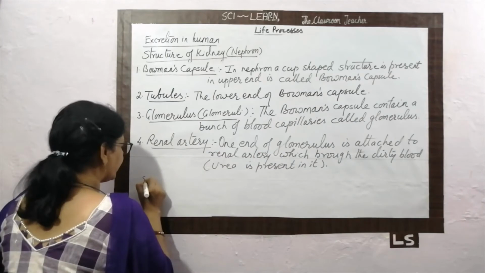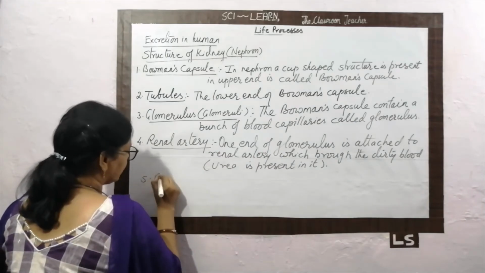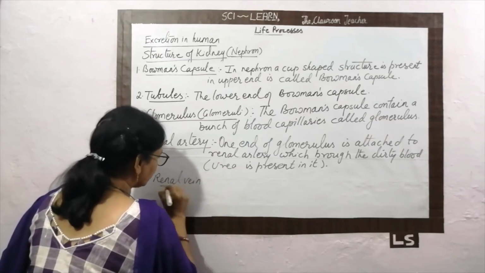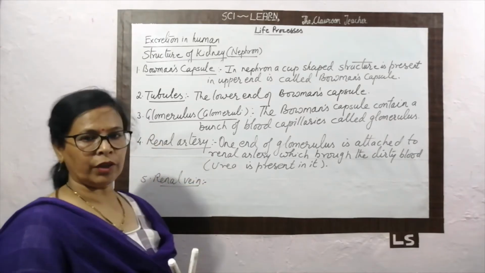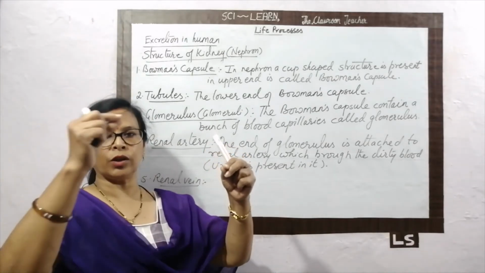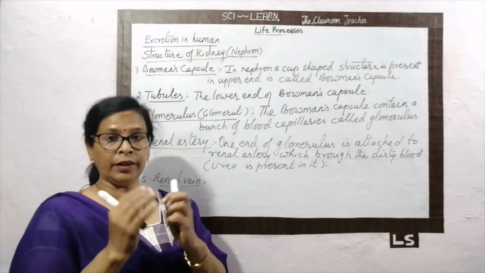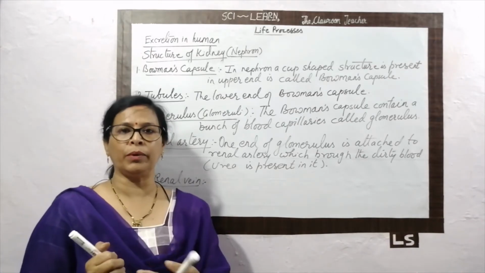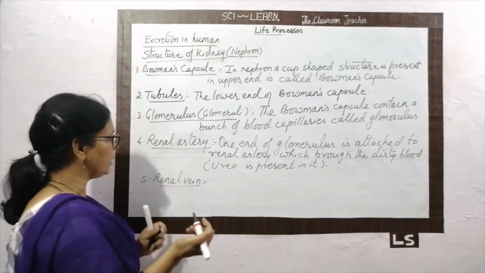The next is the renal vein. What happens in the renal vein? The other end of the glomerulus: one end is joined with the renal artery, the other end is joined with the renal vein. The renal vein collects the pure blood. After filtration, the pure blood is collected through the renal vein.